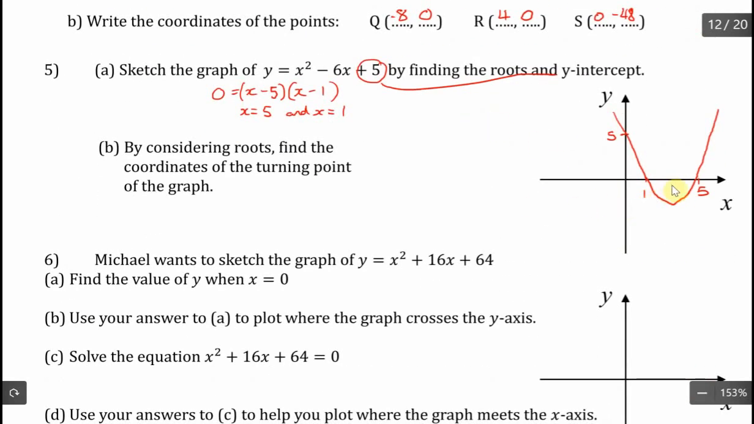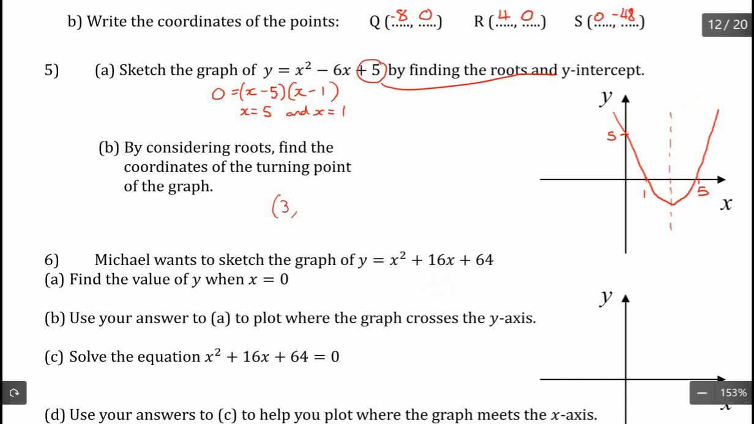But we can also find it by considering the roots. If you've got the roots, the graph is symmetrical, and the lowest point or highest point, the turning point, in any case, will be halfway between the roots. So if we can find the x-coordinate that is halfway between 1 and 5, then we've got a start. Okay, so halfway between 1 and 5 would be 3.